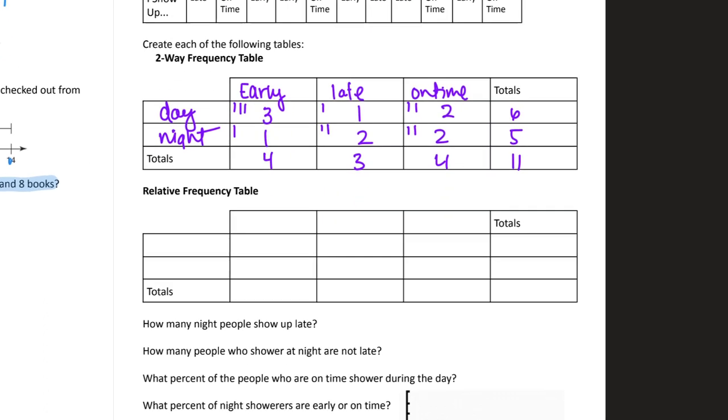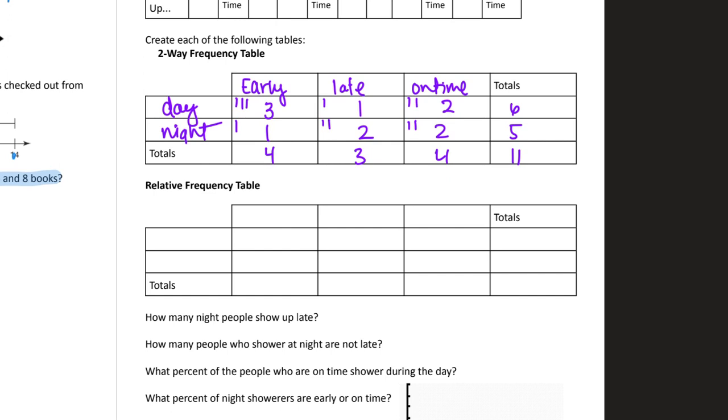Okay. So now to make a relative frequency table, we're going to keep our labels the same, day and night, and then early, late, and on time. What we're going to do is take all of the numbers inside of here and divide by 11, and then multiply by 100 to make it a percent. So for instance, 3 divided by 11 is 0.27, and multiplied by 100, that's going to be 27%.